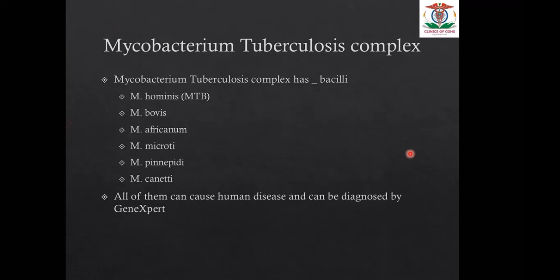Before going into non-tuberculous mycobacteria, let us know that there is a Mycobacterium tuberculosis complex, which is not just Mycobacterium hominis. It is a complex containing more than one bacillus, like M. bovis, Africanum, Microti, Pinnipedii, Canettii. These are all different bacteria, which are the constituents of the Mycobacterium tuberculosis complex. All of them can cause disease in humans. Other than this, there are non-tuberculous mycobacteria. All these complex bacteria are diagnosed by GeneXpert because they share a large part of their DNA with Mycobacterium hominis. Next, sir.